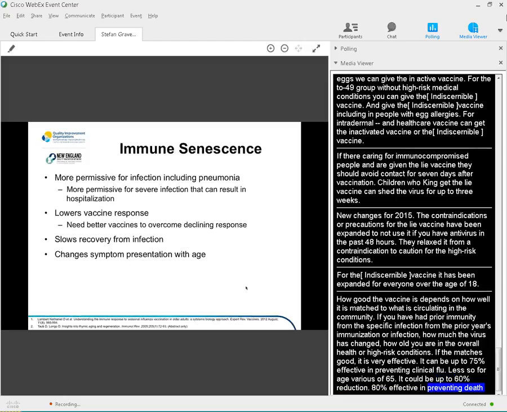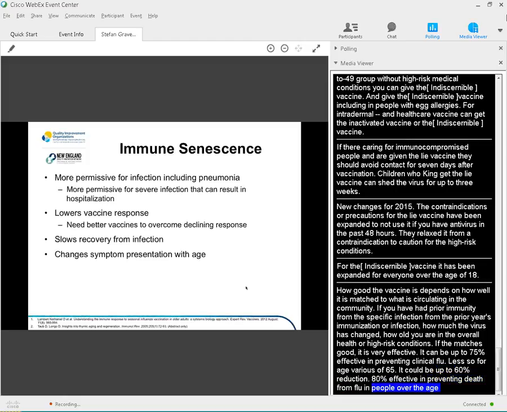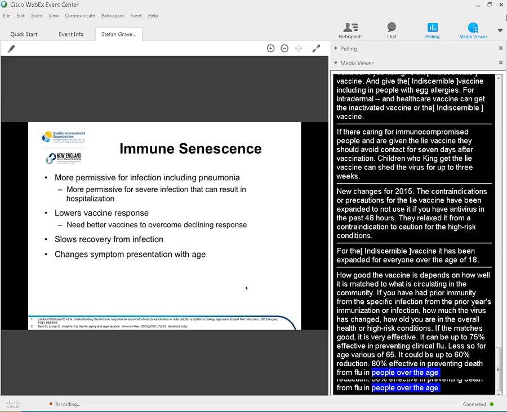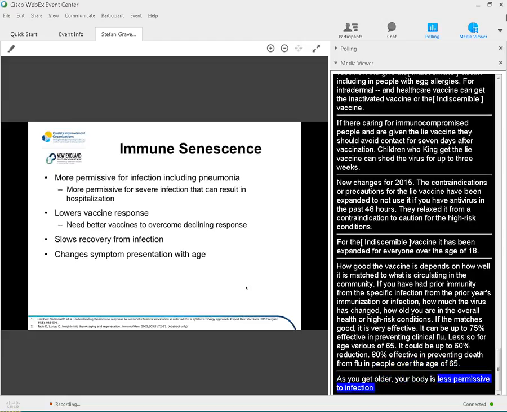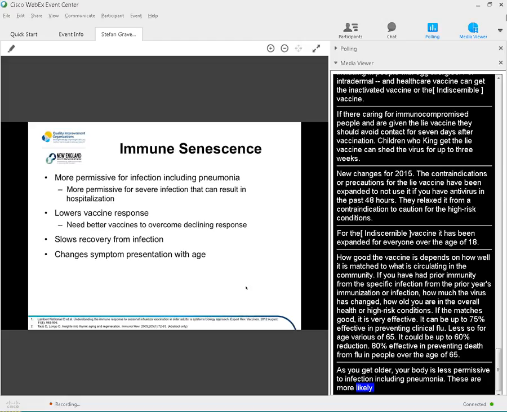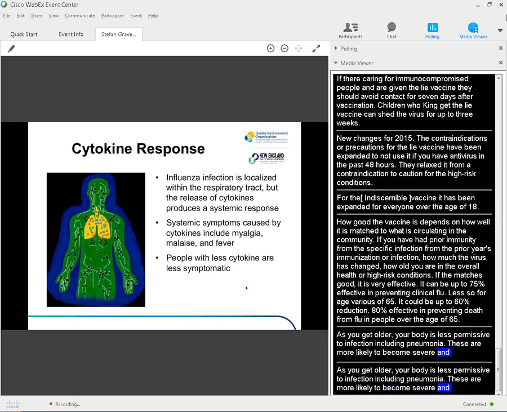As you get older, your body is less resistant to infection, including pneumonia, and these are more likely to become severe infections that can result in hospitalizations. As you get older, you have less of a vaccine response, so you don't get quite as much protection as when you're younger, and you recover more slowly from infection. As you get older, your symptoms for disease also change.